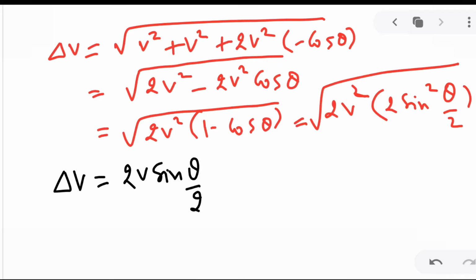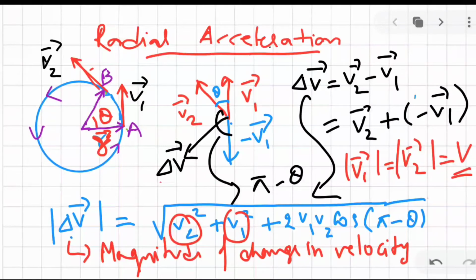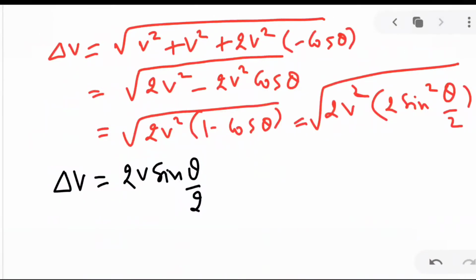Now see here, if r is the radius and the particle goes from A to B in time delta t, the arc length A to B is r times theta. That will be equal to v times delta t, if v is the speed.